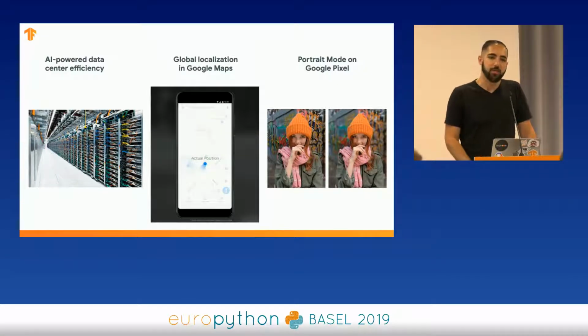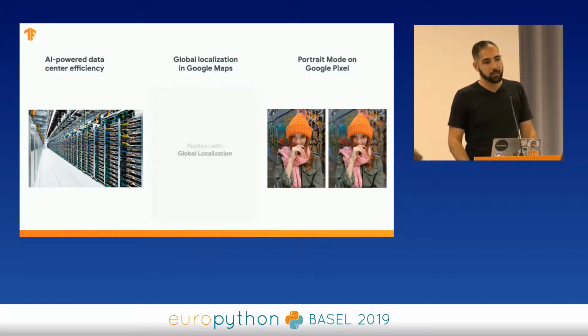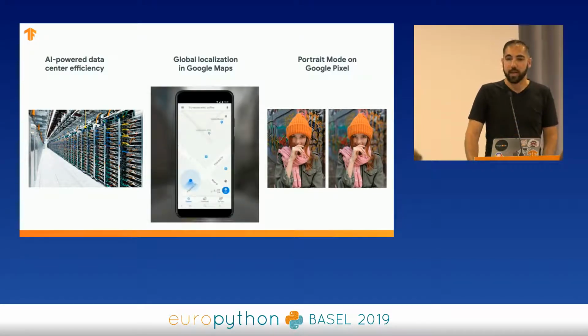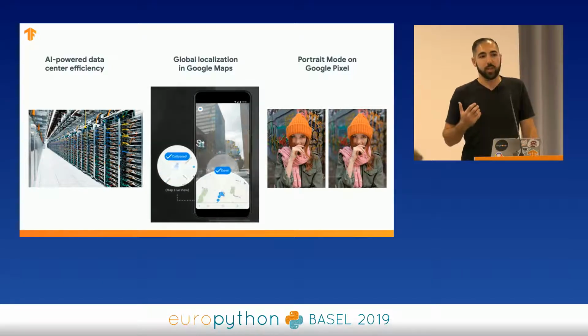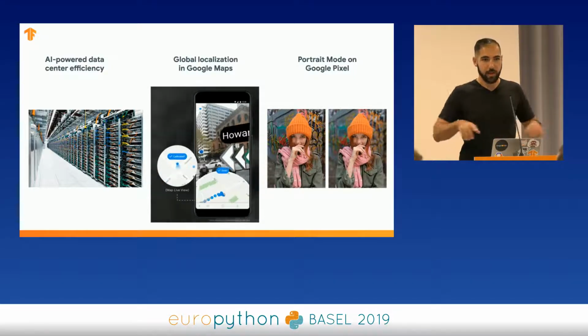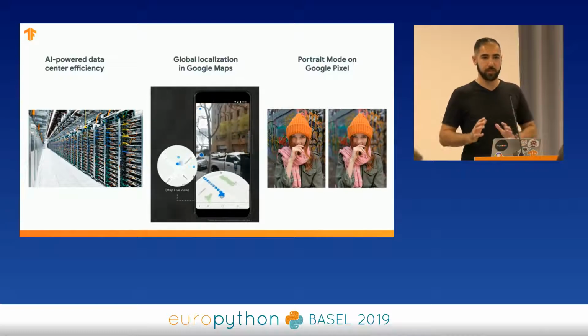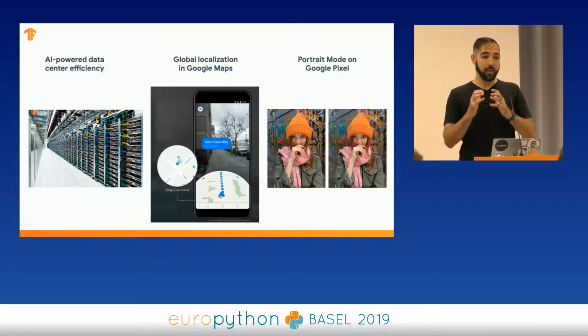And then we're also using it heavily within the Google Pixel itself to help optimize some of the software that we have going on there. In this use case, we're talking about the portrait mode on the Google Pixel, which helps you blur out the background of an image so that you get to focus specifically on whatever it is that you want to focus on.